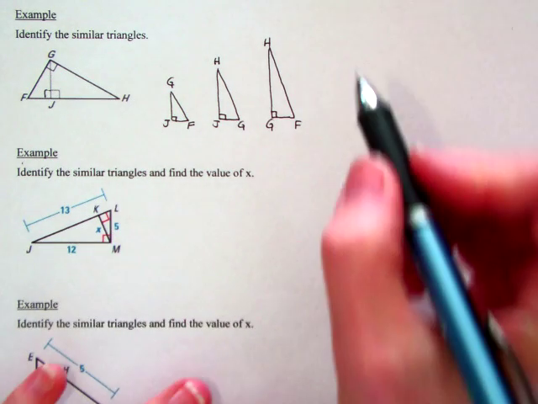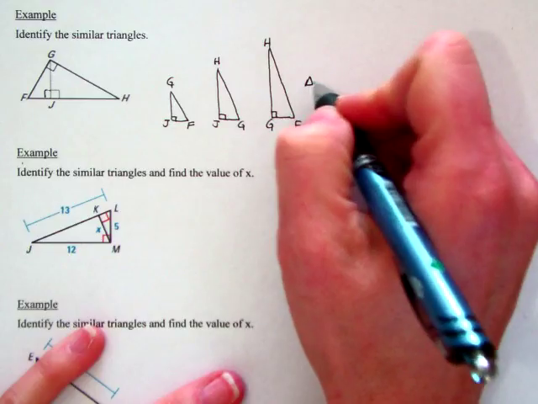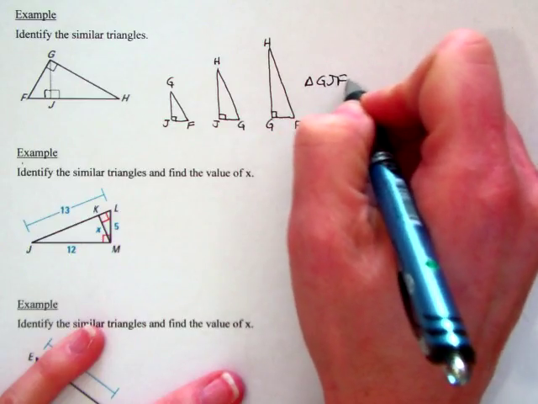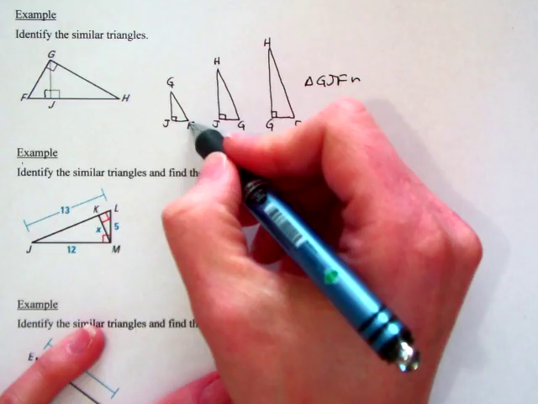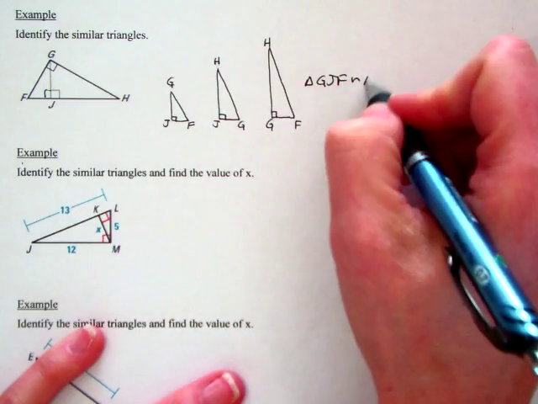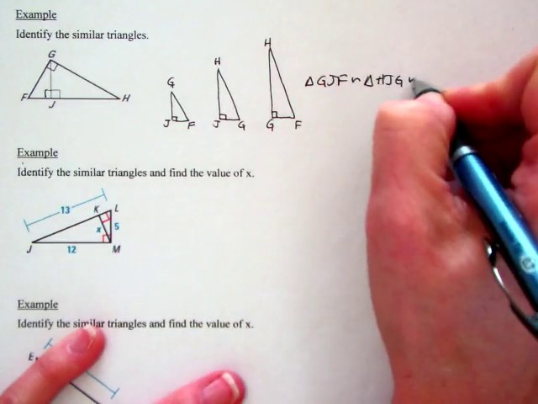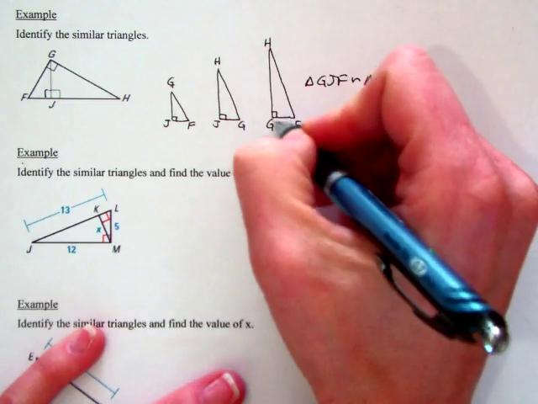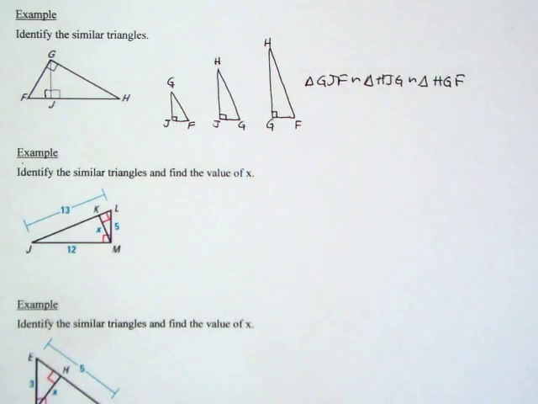I'm also going to write for you the similarity statement, and we've done this before too. So triangle GJF, going down the left side and then to the bottom, is similar to, and I have to keep that same pattern going, HJG is similar to HGF. That is a similarity statement. You're just telling me who is similar to who.